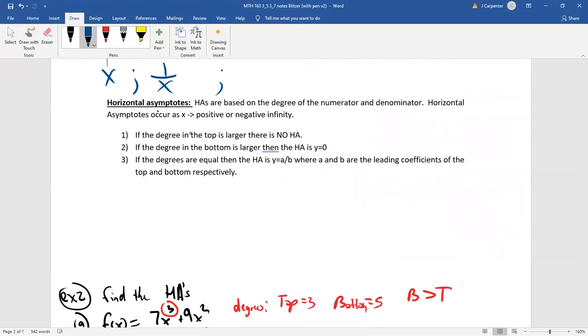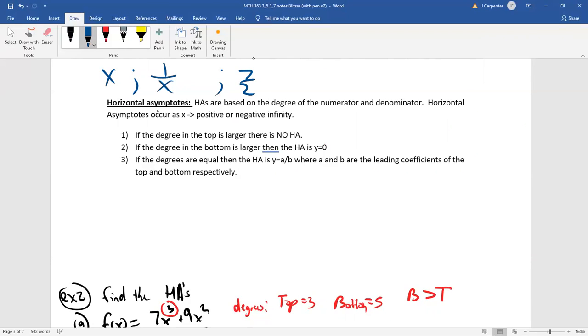So that's the second case. If the degree in the bottom is larger, basically your function looks like this, which means the horizontal asymptote is y equals 0. You're just flattening out to that axis. The third case, if the degrees are equal, what you end up getting is something like if you had 7x squared in the top and 2x squared in the bottom, you'd get 7 halves, just a fraction with no x's. It doesn't have to be a fraction, it could be a whole number. And then that number is the y asymptote, the horizontal asymptote.